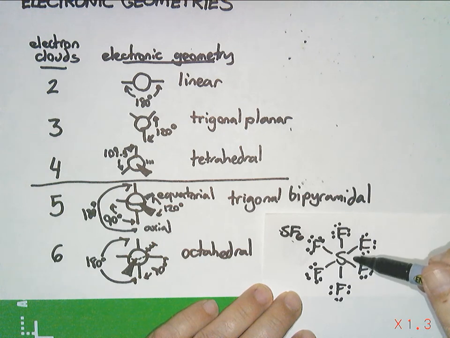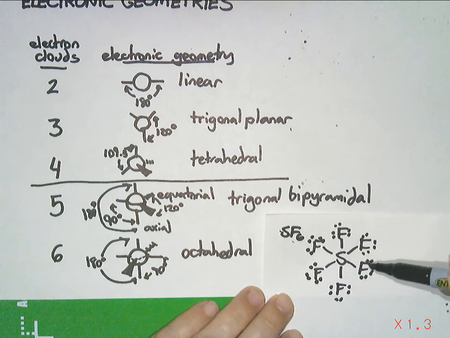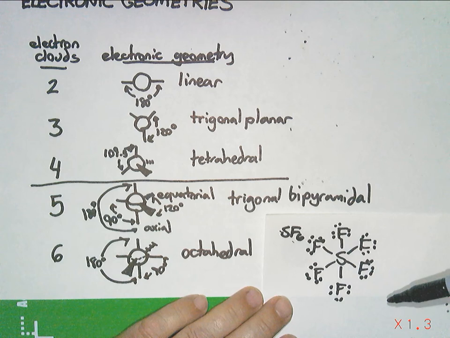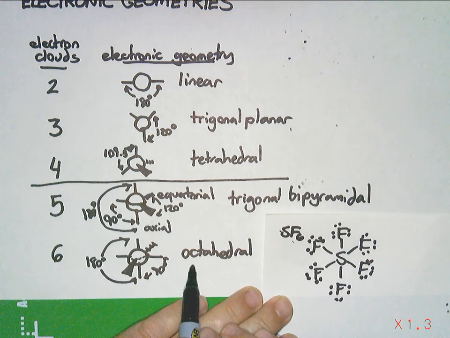Now, that seems like too many, but remember, sulfur is 3rd row or below. When you have something in the 3rd row on the periodic table or lower, it can handle more than 8 electrons around it. How many electrons does this have around it? Well, it's got 6 bonds, 2 electrons apiece, so it's got 12 electrons around it. It has an expanded octet, which we talked about in the last worksheet. But 6 electron clouds around it, so we will have an octahedral electron geometry.